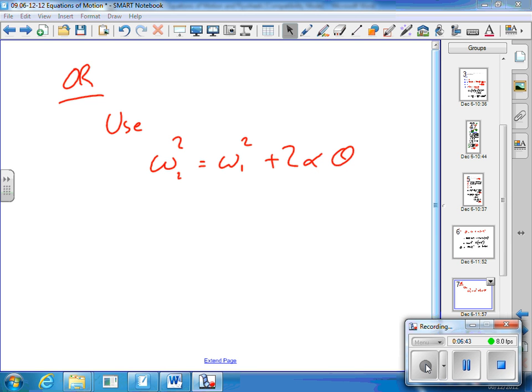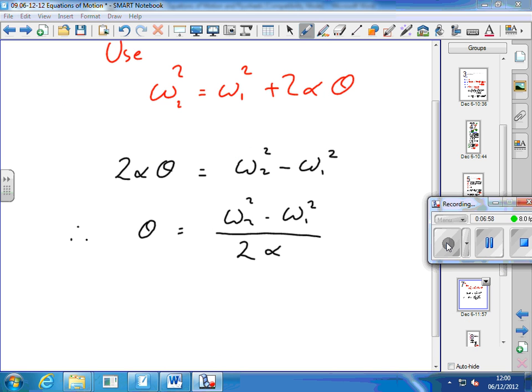So we use omega 2 squared equals omega 1 squared plus 2 alpha theta, because that does not involve time. Now we have to rearrange this for theta and then put in the values. So I'll pause while you have a go. So rearranging the formula gives us this: theta equals (omega 2 squared minus omega 1 squared) over 2 alpha. Now put in the figures and see if you get the same answer for theta that we had before, which you should do.